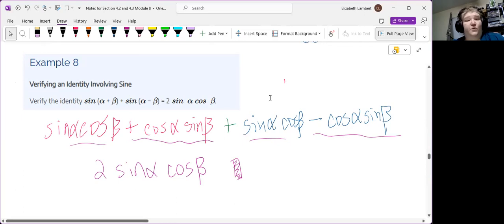All right, so that is 4.2 using our sum and difference formulas. 4.3 is just going to be some more formulas, double angles, which come directly out of these.